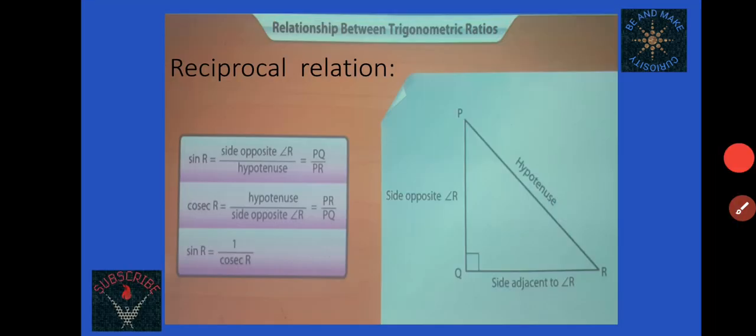Next, relationship between trigonometric ratios. Reciprocal relationship.